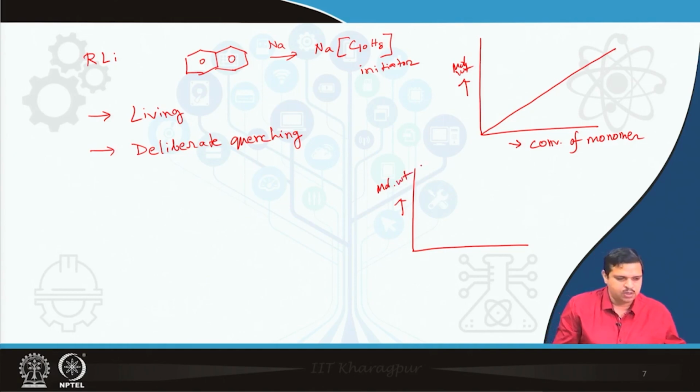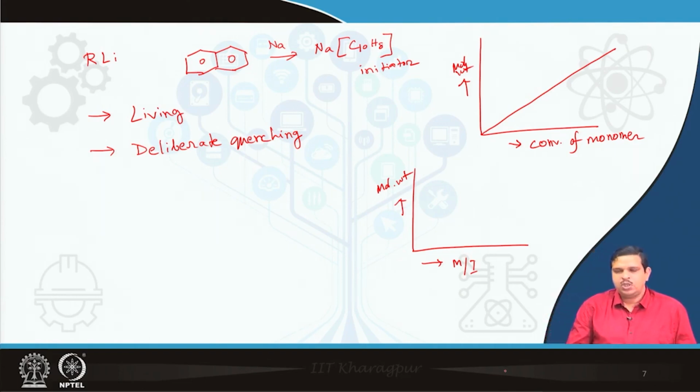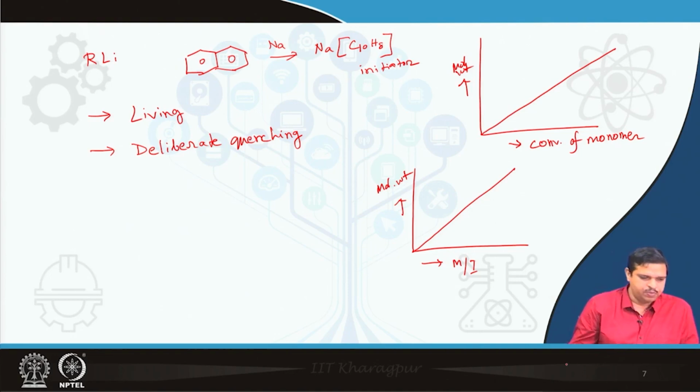So, this is molecular weight, and this is the monomer to initiator ratio. Okay. So, how many moles of monomer you are taking and how much initiator you are taking, you will also get the linear relationship, okay, because this is living. So, if you take less initiator, then you will get the high molecular weight polymer. If you take a large amount of initiator, you will get the low molecular weight. So, depending on the stoichiometry, you can control the molecular weight of the resulting polymer. So, that is the beauty of the living anionic polymerization.